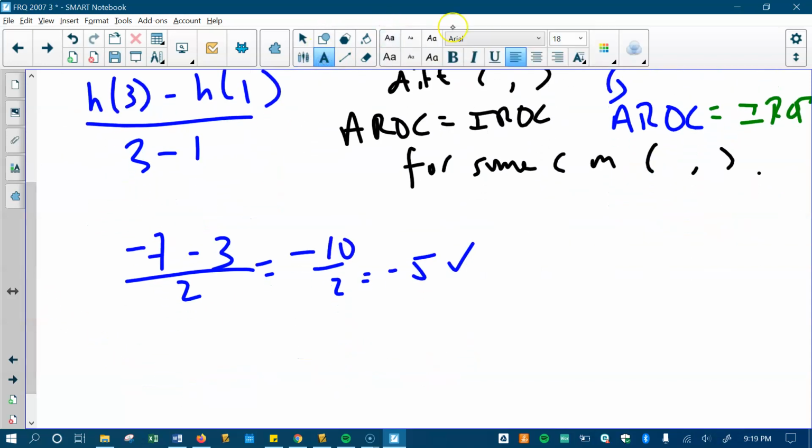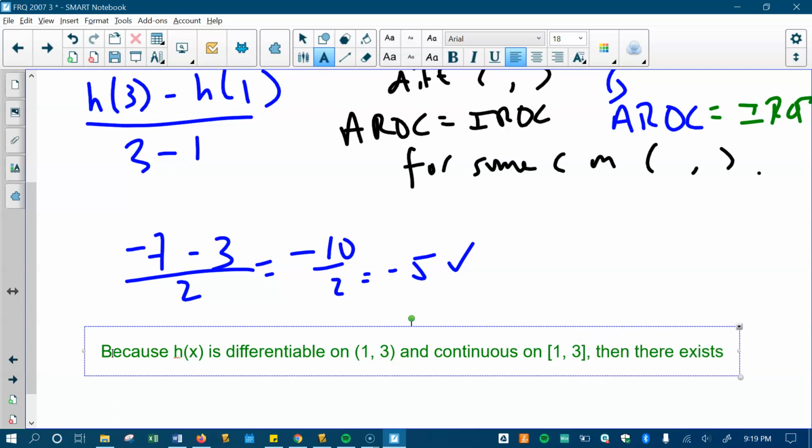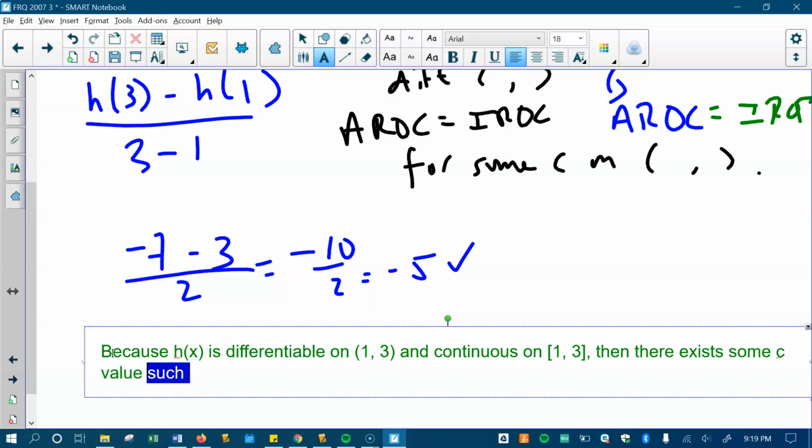So let's write out our answer for the mean value theorem. Because h of x is differentiable, we don't need to explain it more because we did it earlier, h of x is differentiable on the open interval 1 to 3, and continuous on the closed interval 1 to 3. Then there exists some c value such that h prime of c is equal to h of 3 minus h of 1, all divided by 3 minus 1.